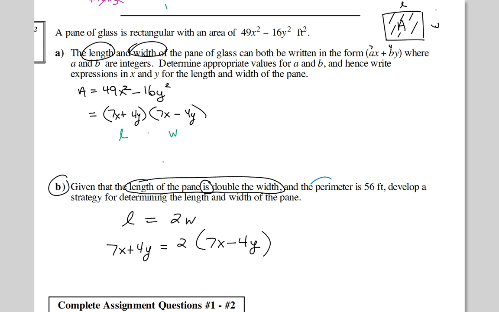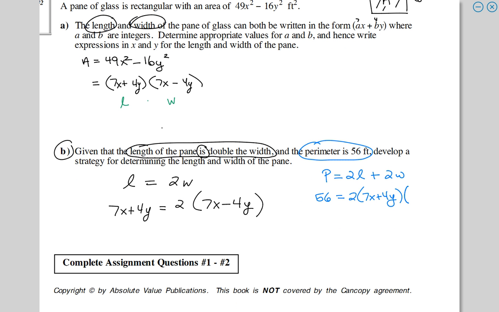Okay, now it says the perimeter is 56. What's perimeter for a rectangle? 2 lengths plus 2 widths. So 56 equals 2 lengths, which is 7x plus 4y, and 2 widths, so 2 times 7x minus 4y. Develop a strategy for determining the length and the width of the pane.